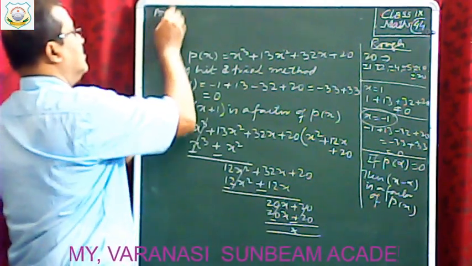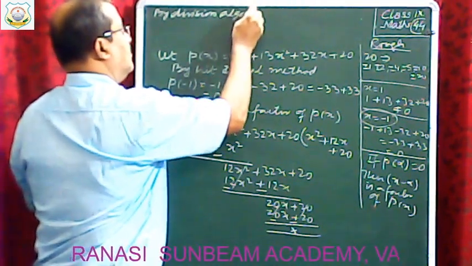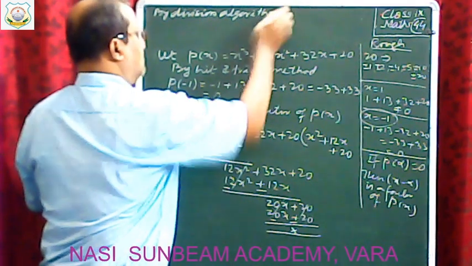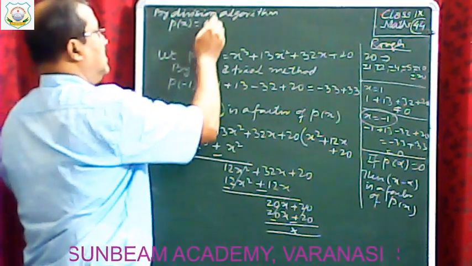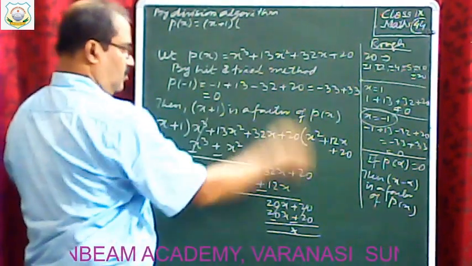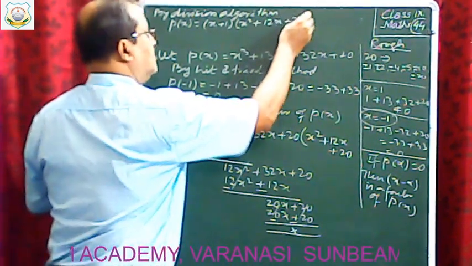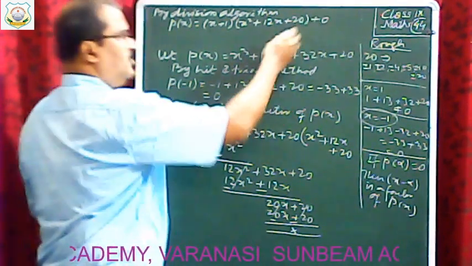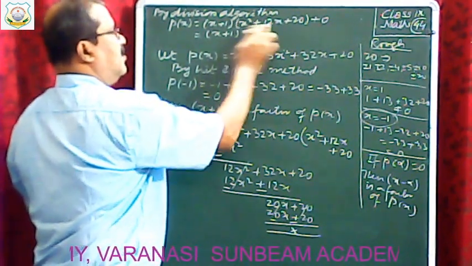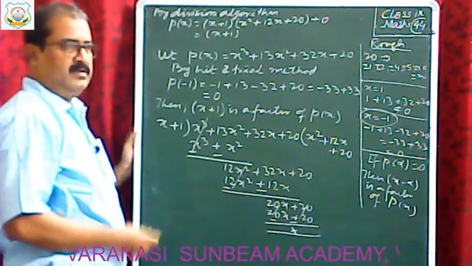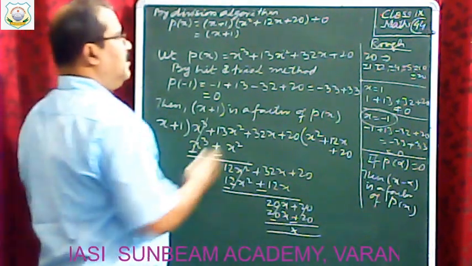By division algorithm, Px is a dividend equal to divisor x plus 1 into quotient x square plus 12x plus 20 plus remainder 0. There is no need to write plus 0. Okay. Now thereafter you have to factorize x square plus 12x plus 20 anyhow using identity or by splitting of the middle term, because it is a quadratic trinomial. You can split the middle term.